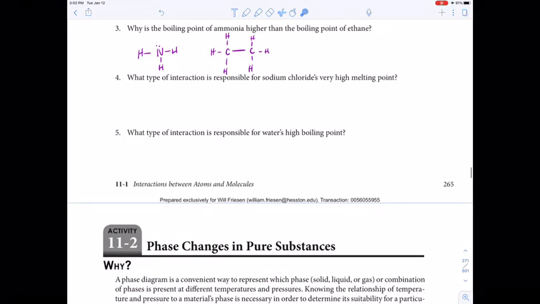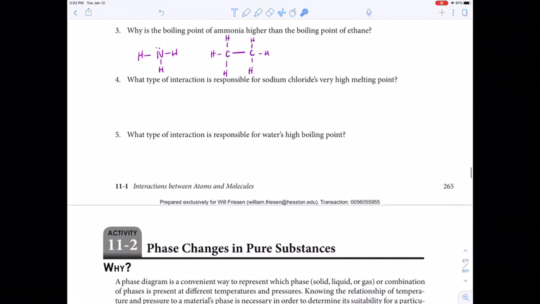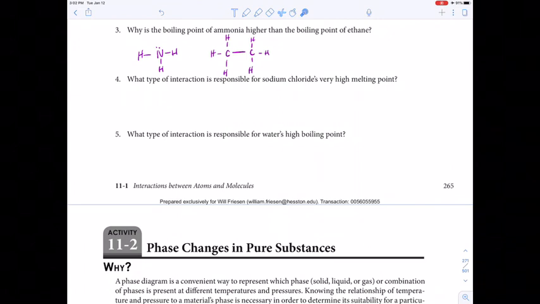Sodium chloride is an ionic compound. Ionic compound is the strongest of the attractions, therefore it has a high boiling point. What type of interaction is responsible for water's high boiling point? So again, water is capable of hydrogen bonding, which is a strong intermolecular attraction. Hydrogen bonded to an oxygen and an oxygen with a lone pair. So it can hydrogen bond to itself.